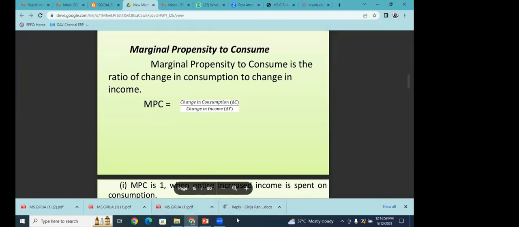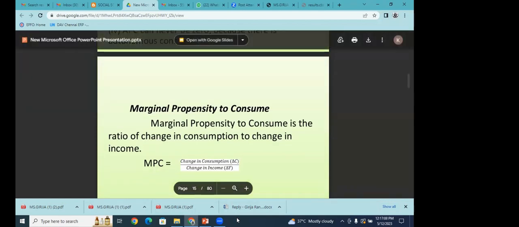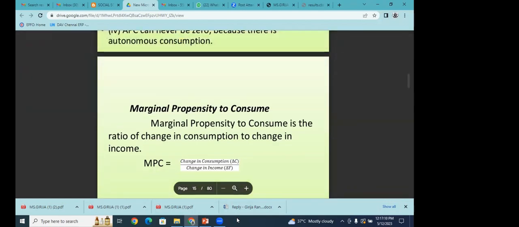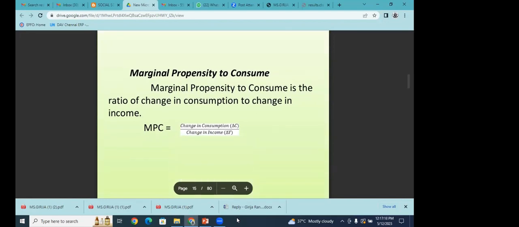Okay. Now we can ask a number of questions to our children connected with the marginal propensity to consume. Shall I ask some questions connected to it? Yes, sir. Okay, let's go on to that. Can MPC be 1? Can marginal propensity to consume be 1? And when will it be 1?